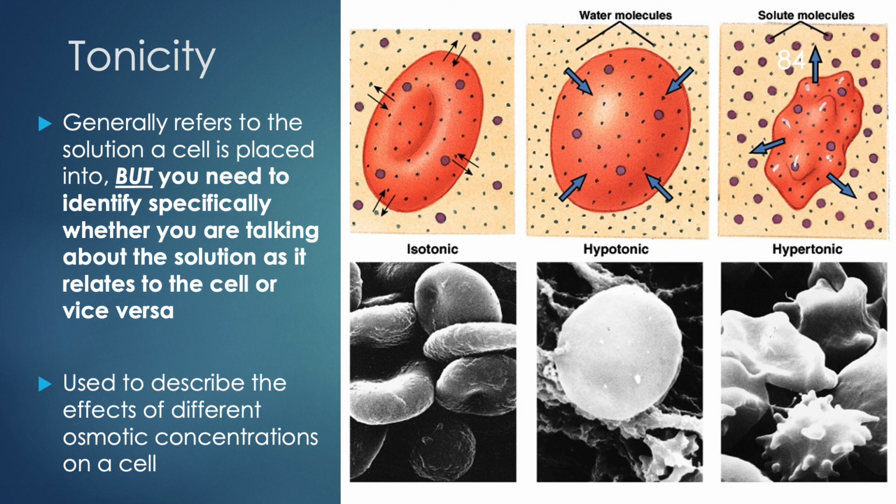Then lastly, on the right, we have a hypertonic solution in which there are tons of solute molecules outside of the cell and fewer inside. So what happens is water will actually exit the cell to dilute the extracellular fluid. And as a result, this will shrivel or crenate the cell.